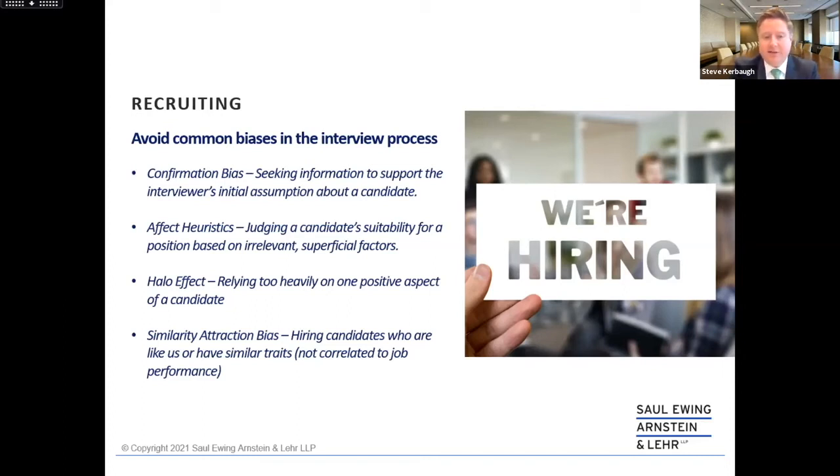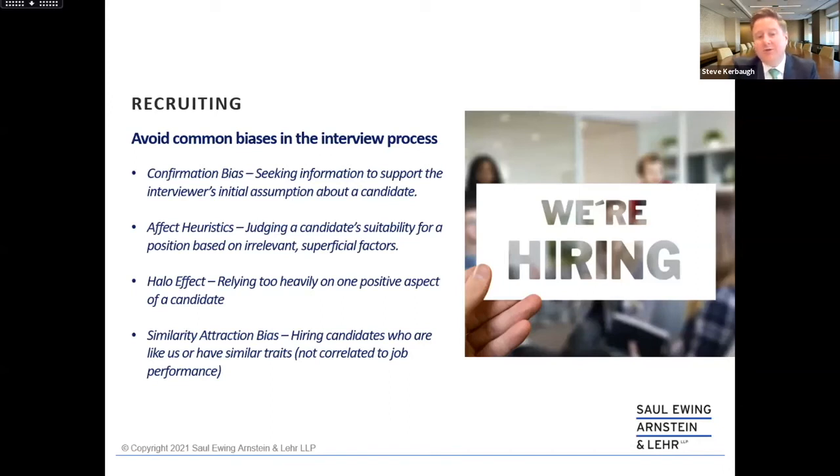So another bias to avoid in the interview process. Similarly, the halo effect should be avoided. That's relying too heavily on one particular positive aspect of the candidate, essentially to the exclusion of other information regarding that candidate. For example, where the person went to school. That should be avoided. You really want to take into account the candidate as a whole, not focus too heavily on one particular aspect.